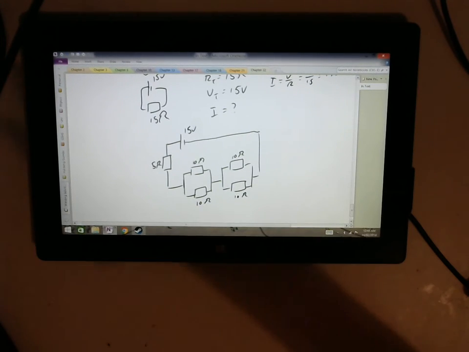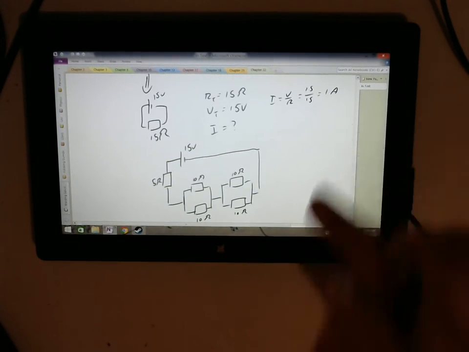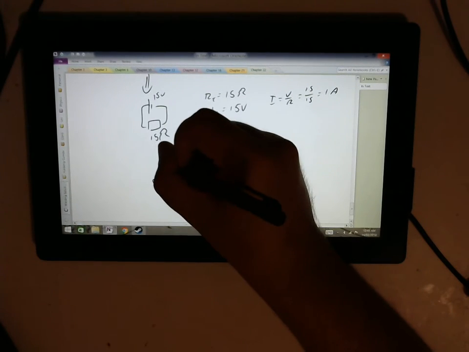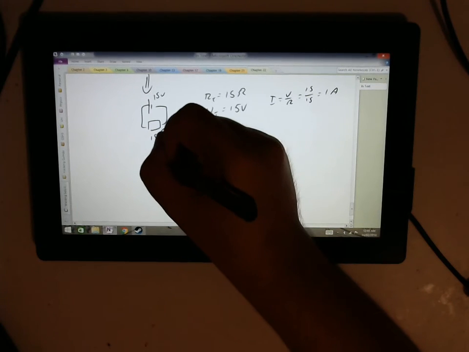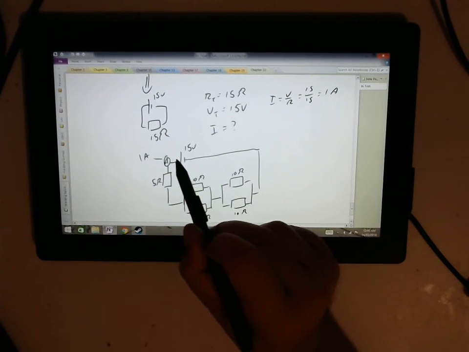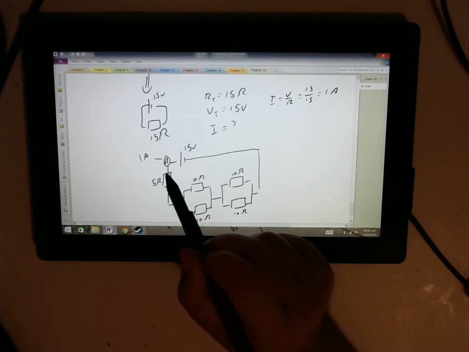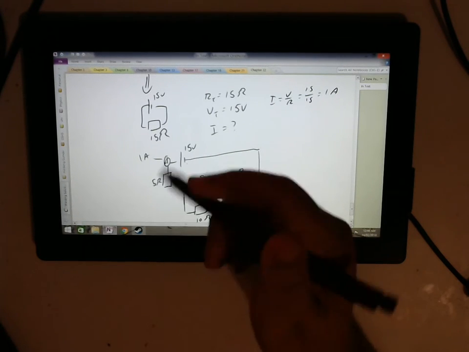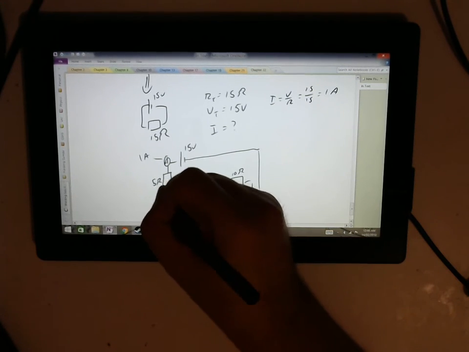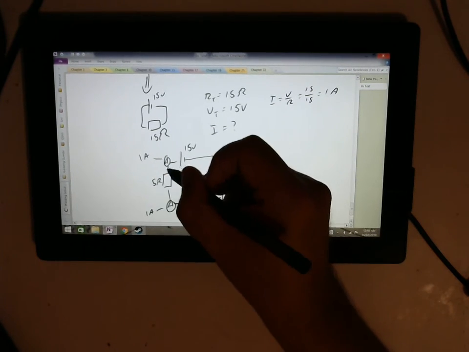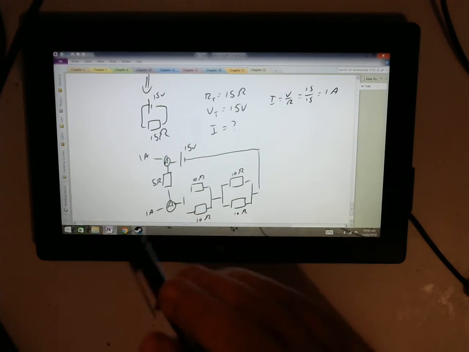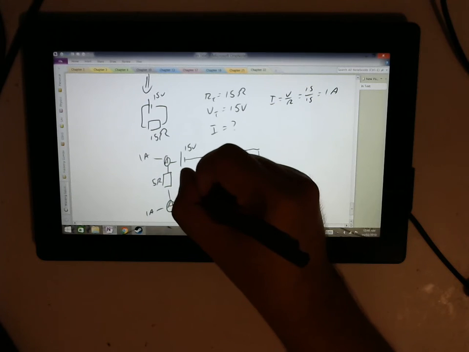Alright, we know the total current, we worked that out here, 1 amp. So if I was to take this circuit and put an ammeter here, that would read 1 amp, because that's the amount of current that is leaving the battery going into this first resistor. If I was to put an ammeter here, it would also read 1 amp, because whatever leaves here has to go through here, get to here.